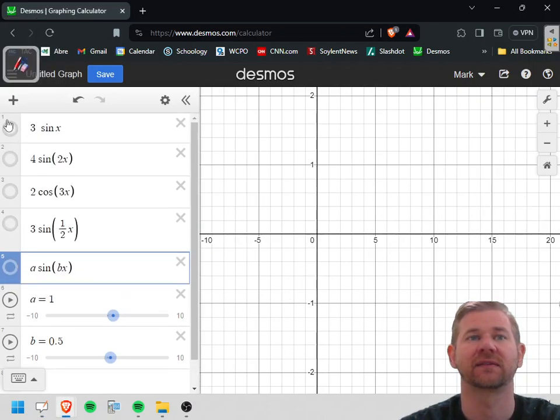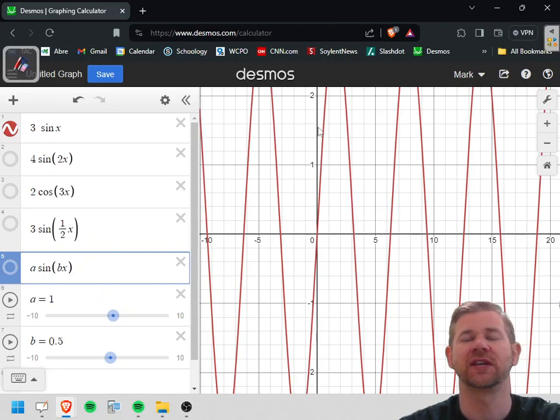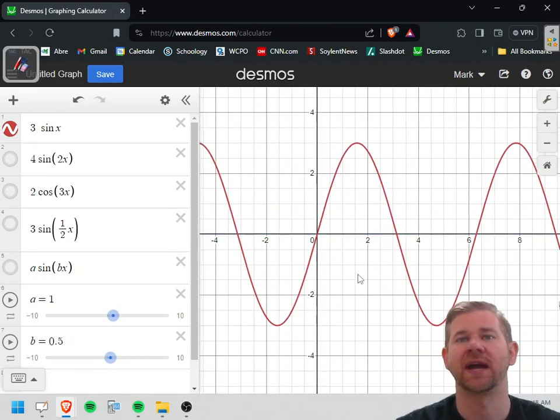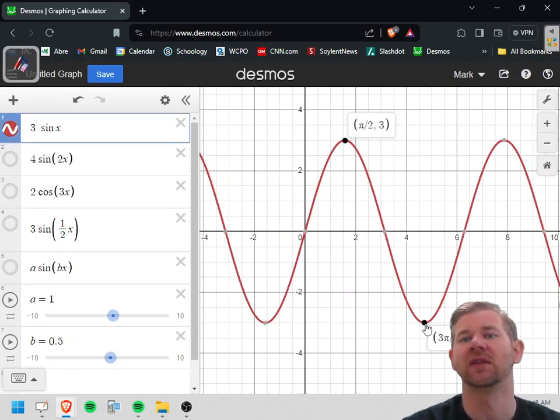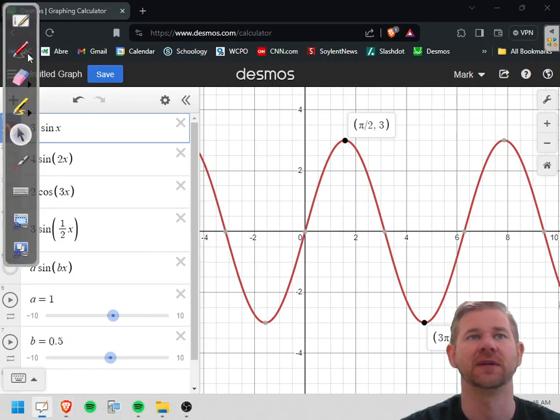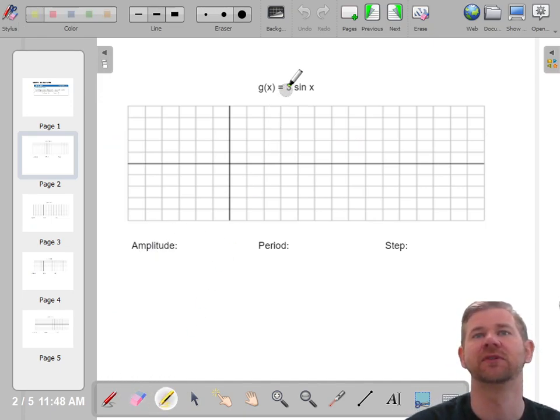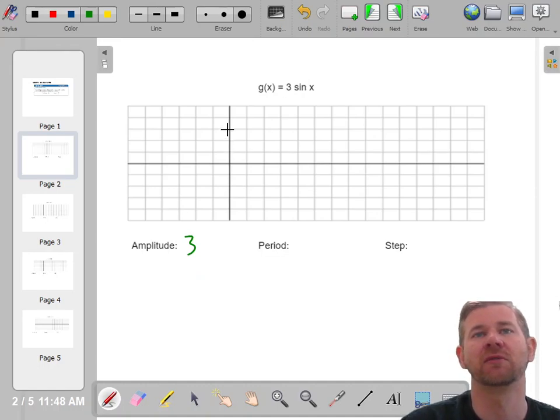3 sine of x. Okay, so the first thing I want to look at is how is this affecting the x and the y-axis? And the easy one is on the y-axis, you see the biggest y value is positive 3 right here, and the smallest is negative 3. So since I can clearly see the amplitude is the coefficient, is 3, I'm going to put 3 right there, and I'm going to go to my y-axis, and first I'll label that with 3 and negative 3.